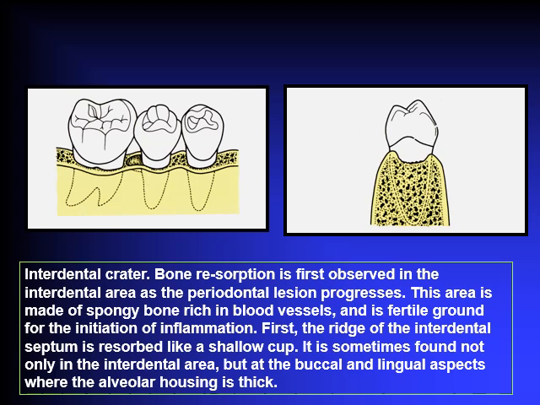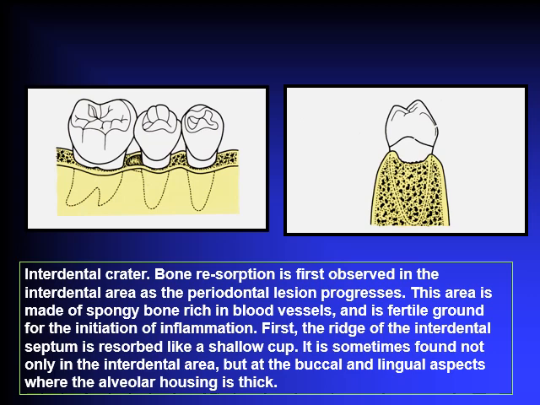It is between two cortical bones, rich in blood vessels. So the pathway of inflammation in the crest enters this spongy bone, which is rich in blood vessels, and causes bone resorption. It is a fertile ground for the initiation of inflammation. Inflammation spreads in this area.